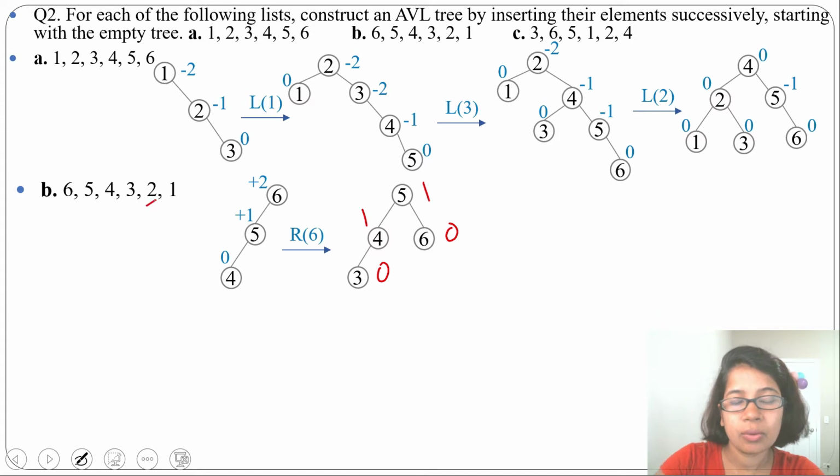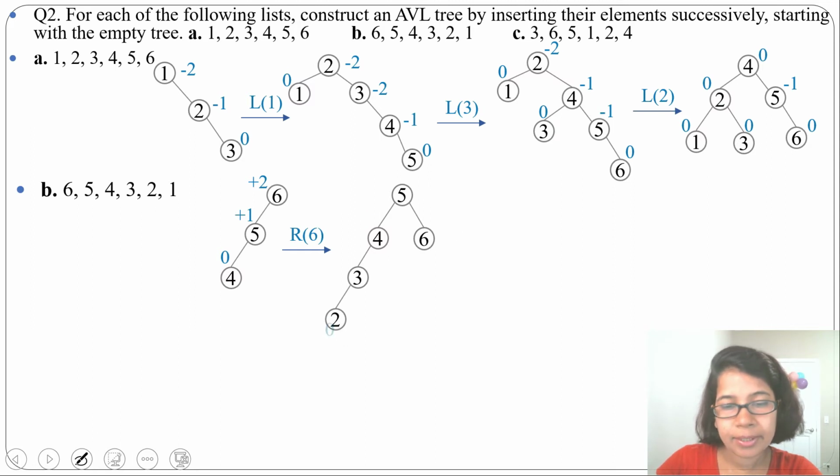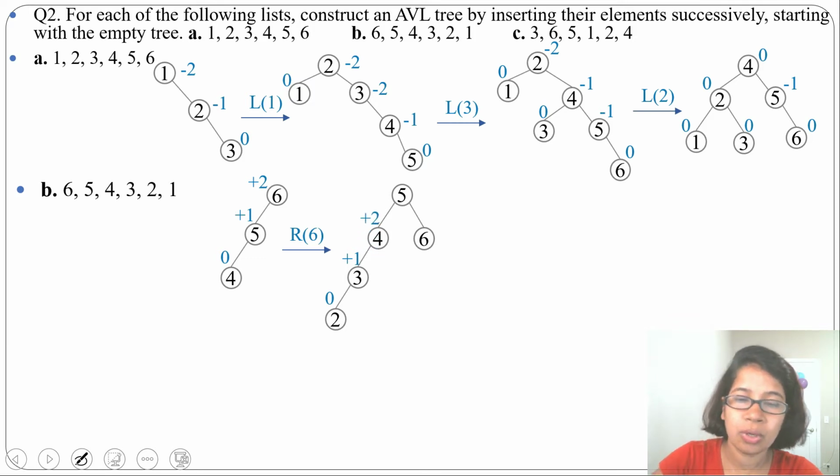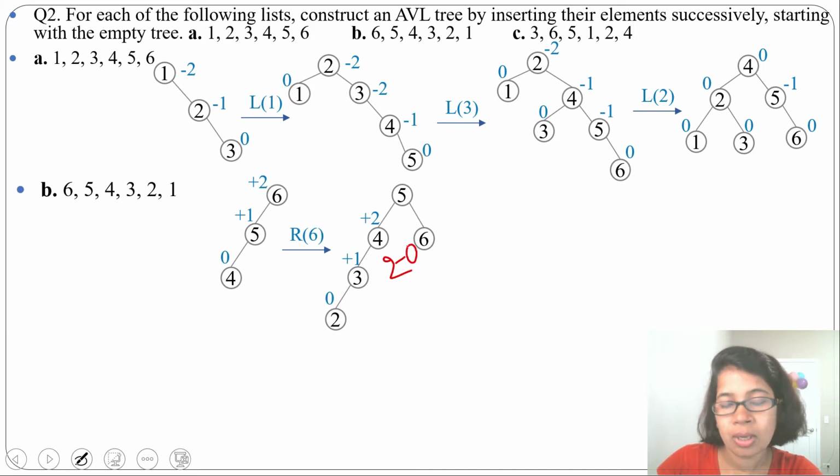Next we'll insert node 2. 2 is less than 3, so 2 will be left child of 3. So balance factor of 2 is 0, balance factor of 3 is plus 1, balance factor of 4 is plus 2. Left subtree height is 2, right subtree height is 0. 2 minus 0, it is plus 2. Balance factor of 5 is plus 2.